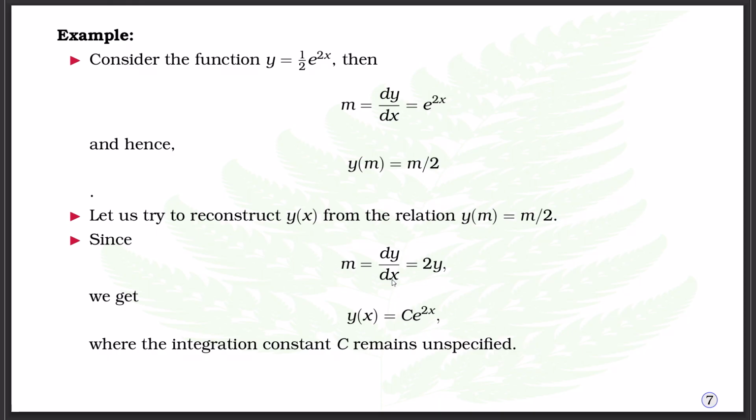Since m equal to dy/dx, which is equal to 2y, cross multiplying we get 2 times y. So, 2 times m can be read as 2 times y. Then y of x, by integrating this, one can get c times e^(2x), where the integral constant c remains unspecified. So, the c is unspecified.